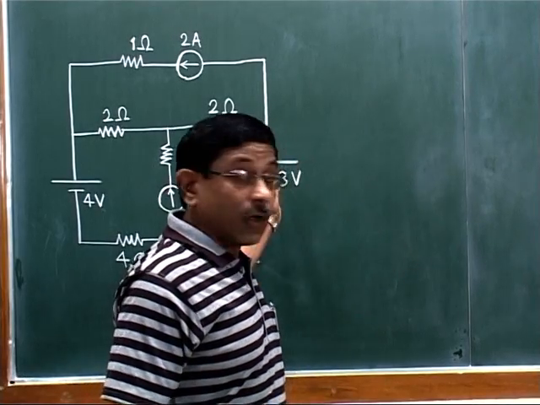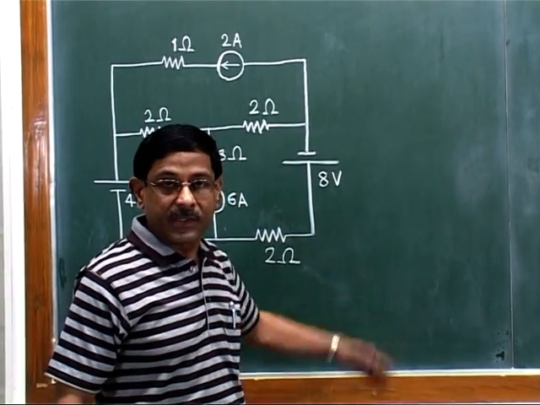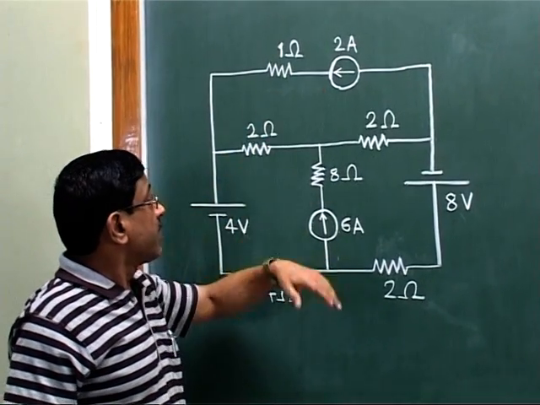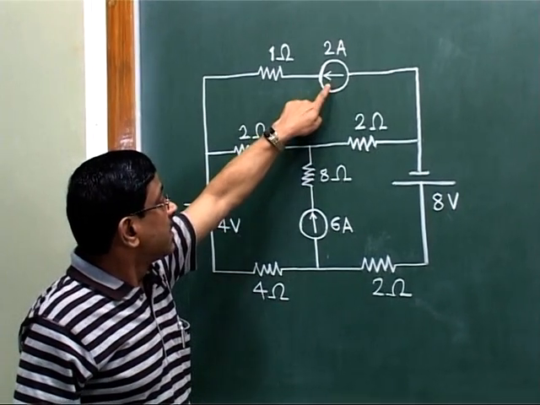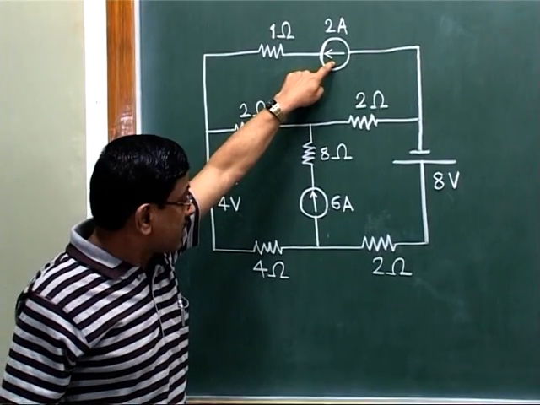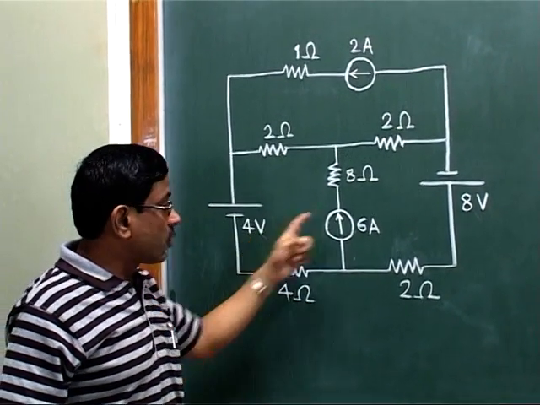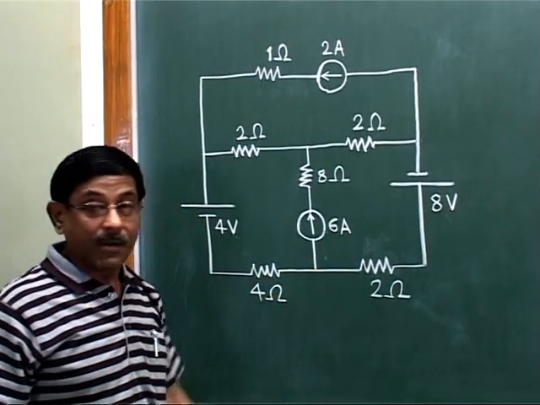This is one of the problems that we had already solved with the help of some other theorems and methods. See here, this circuit has 4 power sources. This is a 2 ampere current source located here, a 6 ampere current source is located here, and there are 2 voltage sources, 4 volt here and 8 volt acting in this particular manner.